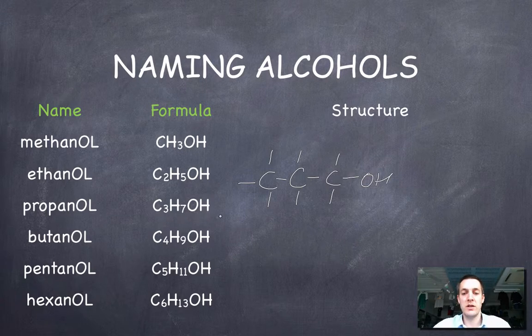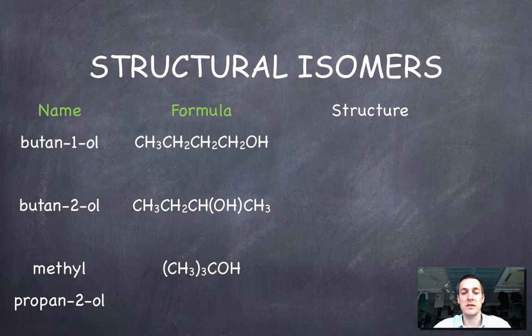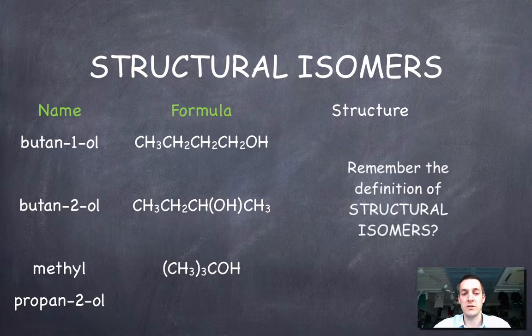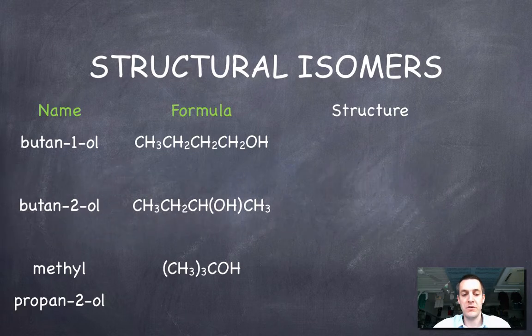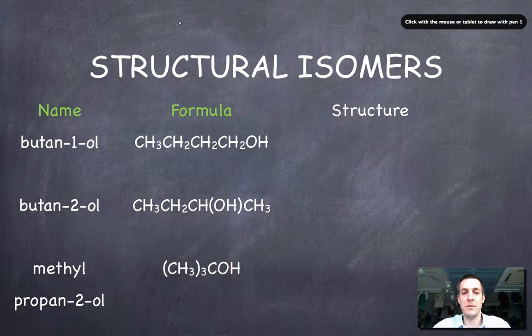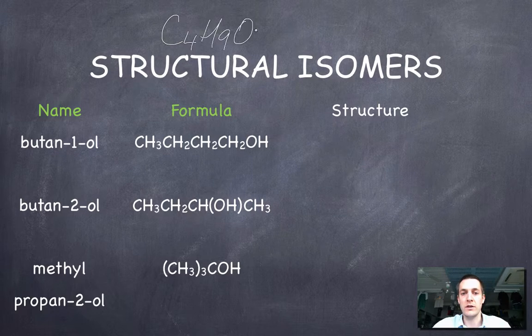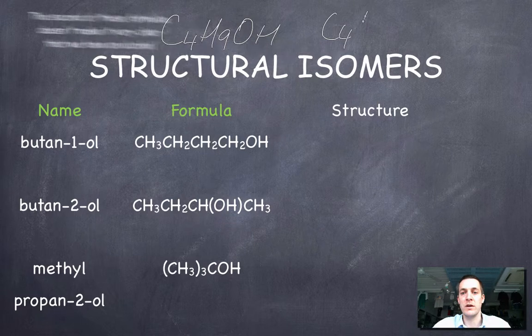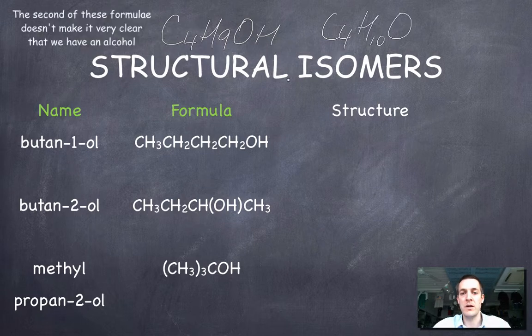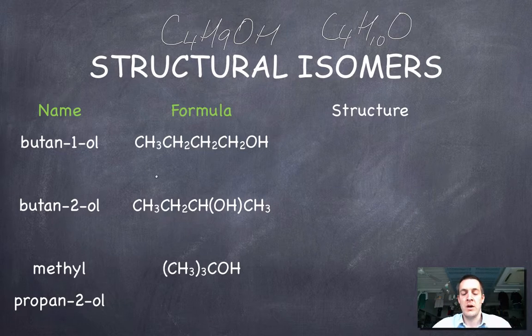So that's how we name them, but it is important to realize that just like before with the alkanes and alkenes, 2 alcohols could have the same molecular formula but have different structural formulae, and in that case they'll be structural isomers. So here are 3 different molecules, all alcohols, and all having the same molecular formula, which would be C4H9OH, or you could say C4H10O. So they've all got this formula. What's different about them? Well, the difference is where the alcohol group is.